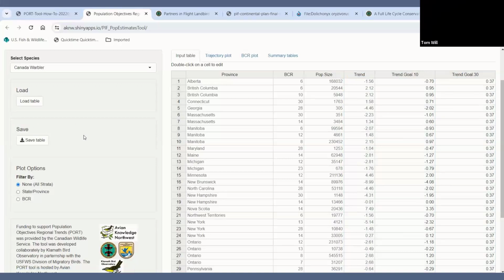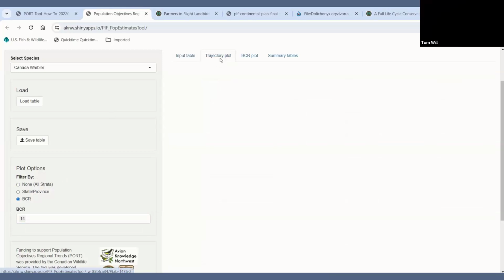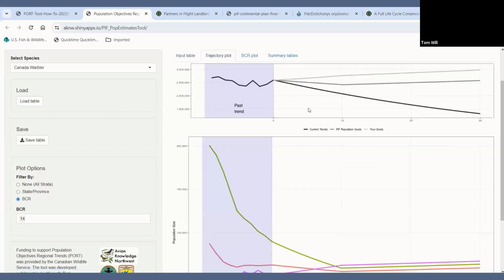And then we have a variety of different display options here. So, plot options: you can look at state or province or BCR. I'm going to click on BCR. You can select any of the BCRs within the species breeding range. I'm going to select BCR 14, which is the Atlantic Northern Forest, so pretty much New England and up into the Atlantic Canada states.